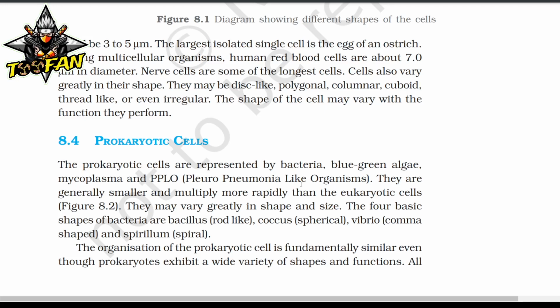Cells also vary greatly in their shapes. They may be disc-like, polygonal, columnar, cuboid, thread-like, or even irregular. The shape of the cell may vary with the function they perform.